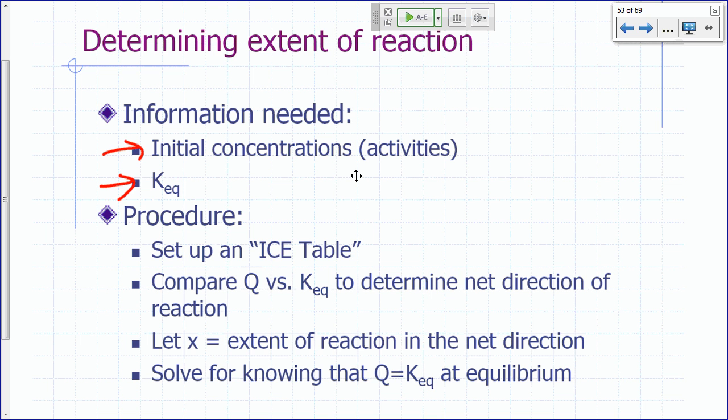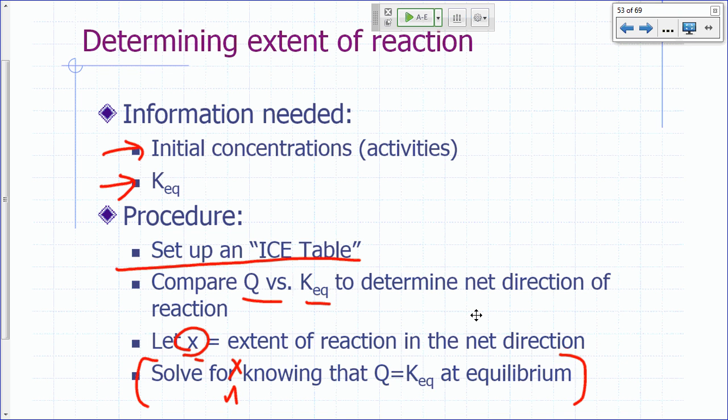So the generic procedure is set up an ICE table, list the initial concentrations, tabulate the changes in terms of the variable extent of reaction x, and then express the equilibrium concentrations in terms of that variable x. Compare Q versus KEQ to determine whether it's going to go forward or reverse. We let x be the extent of reaction, and solve for x, knowing that Q must be equal to KEQ at equilibrium. That's the generic procedure. Usually in this last step, when we solve for x, we try to look for a way to simplify our calculations, because more often than not, we're going to get polynomials, quadratic equations. So if we can find a way to get an approximation, that would be good.